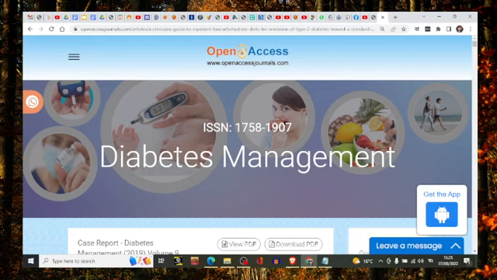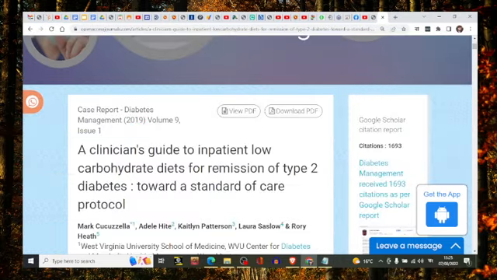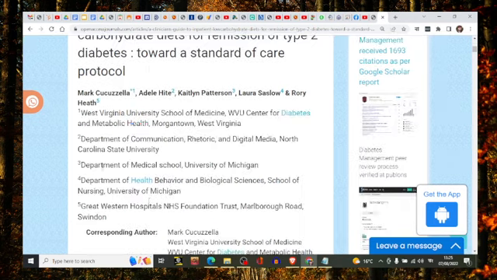Hi guys, this is Shahadat and today I'm going to read from a scientific paper for you. This particular paper was published in open access journals.com, in the diabetes management section. The title of this case report is "A Clinician's Guide to Inpatient Low Carbohydrate Diets for Remission of Type 2 Diabetes: Toward a Standard of Care Protocol." It was authored by Mark Kukuzala, Adel Haidt, Caitlin Peterson, Laura Saslow, and Rory Heath.